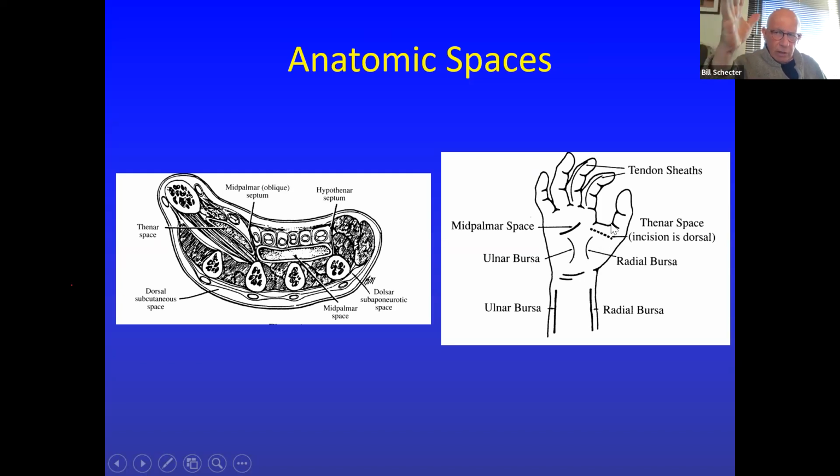Otherwise, the patient will be unable to abduct the thumb and oppose the thumb. You've got these radial and ulnar bursa, which was the problem with the young lady that I talked about, where we had an infection just tracking up through these bursa.